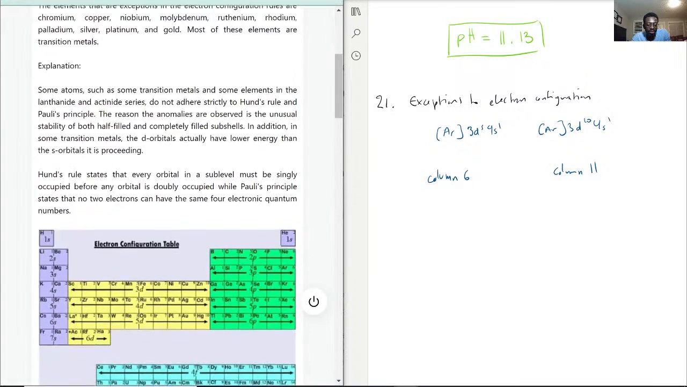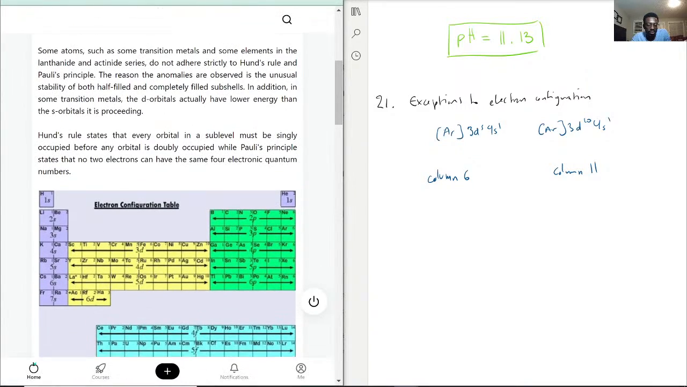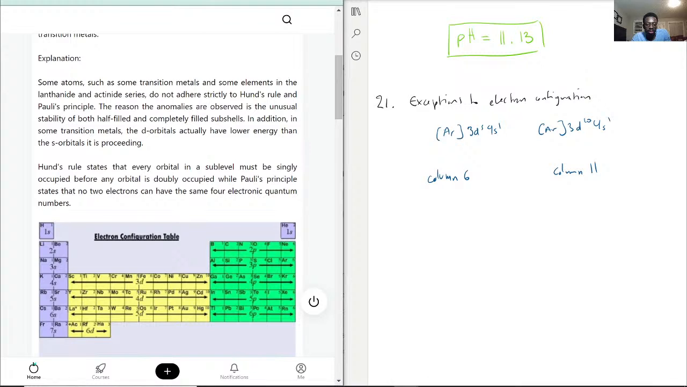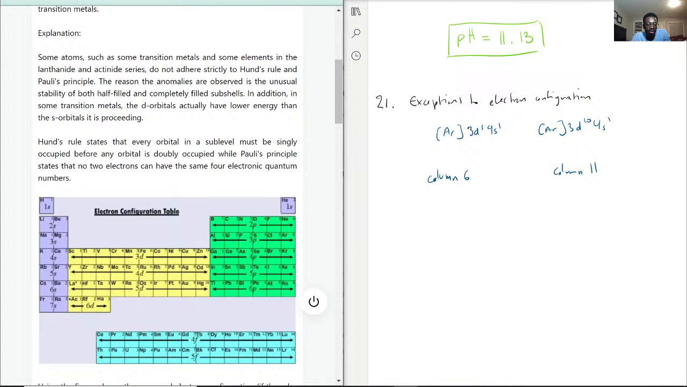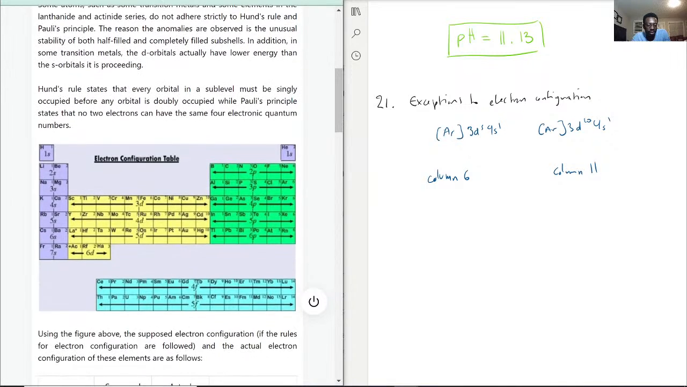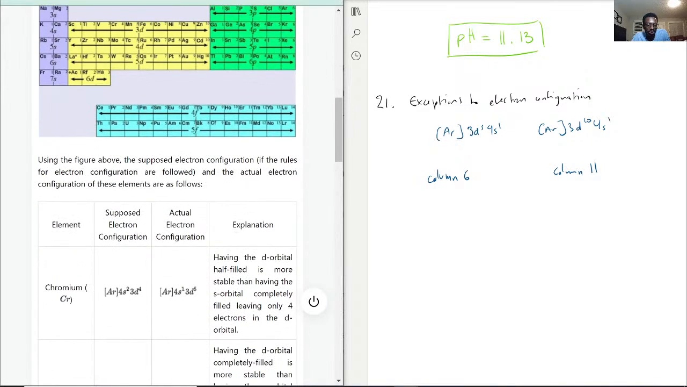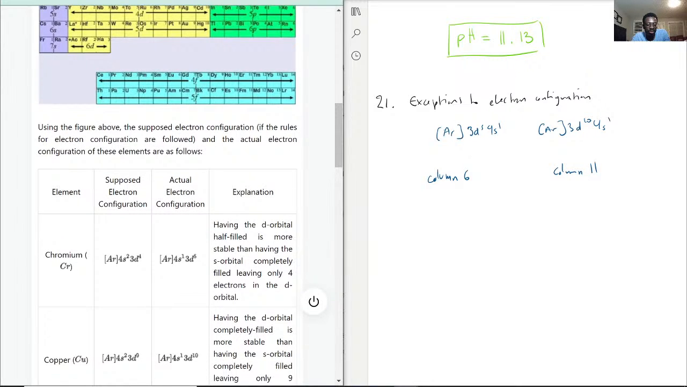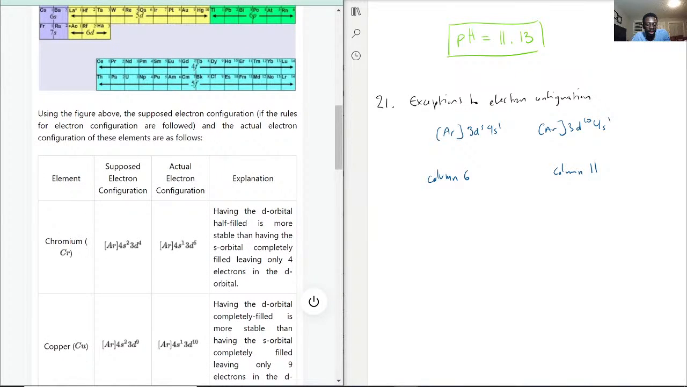Let's see. Some atoms, such as transition metals, and some elements in the lanthanide and actinide series do not adhere to Hund's rule, which is fair. Hund's rule states that every orbital must be singly occupied before any orbital is doubly occupied, while Pauli's principle is that no two electrons can have the same 4 electronic quantum numbers. Yeah, exactly. Using the figure above, the supposed electron configuration if these rules are followed, and the actual electron configuration for these elements are shown.